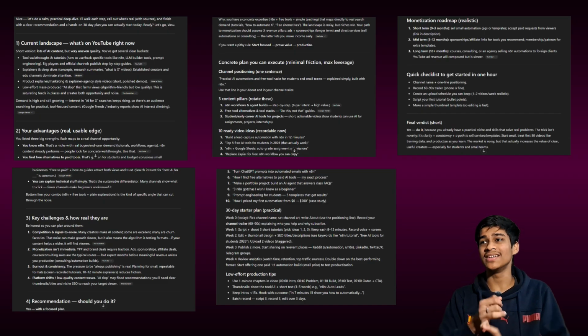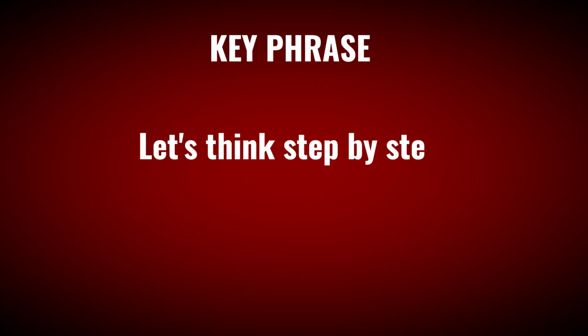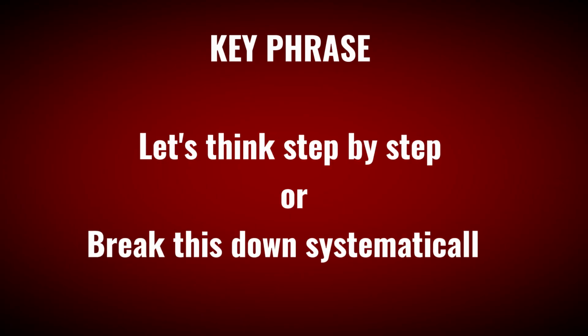Look at this analysis. It actually thought about each aspect, considered pros and cons, and looked at the market. Now, in this technique, the key phrase is let's think step by step or break this down systematically, and it completely changes how the AI approaches the problem.